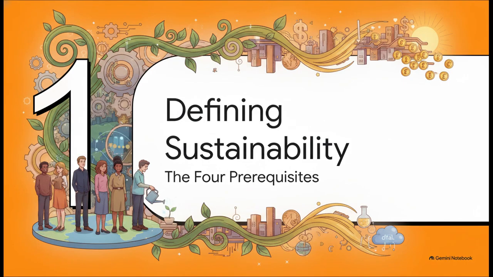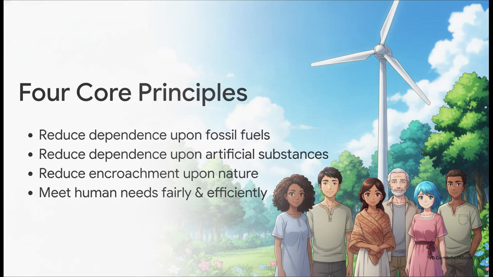All right, Section 1, defining true sustainability and its 4 prerequisites. So what does a sustainable world actually require as a baseline? Well, for the world to be truly sustainable, we have 4 core principles that basically set our boundaries.